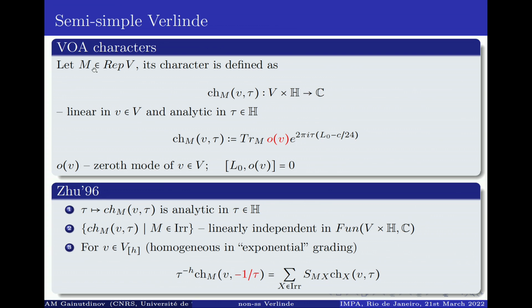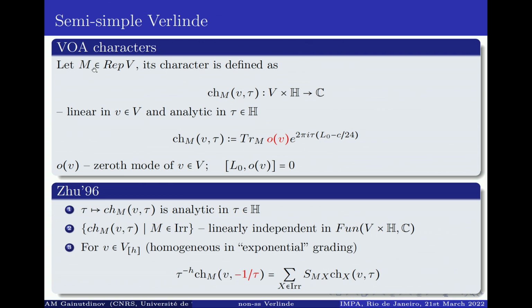Also, to talk about modular S transformation, I need a special grading. So we have a grading by L0, but to talk about Zhu's results, we need a special grading that Zhu uses, the so-called exponential grading. It's just a different grading which basically corresponds to the conformal transformation from z to exponent of z minus 1. So it's a conformal transformation from torus to annulus, basically.